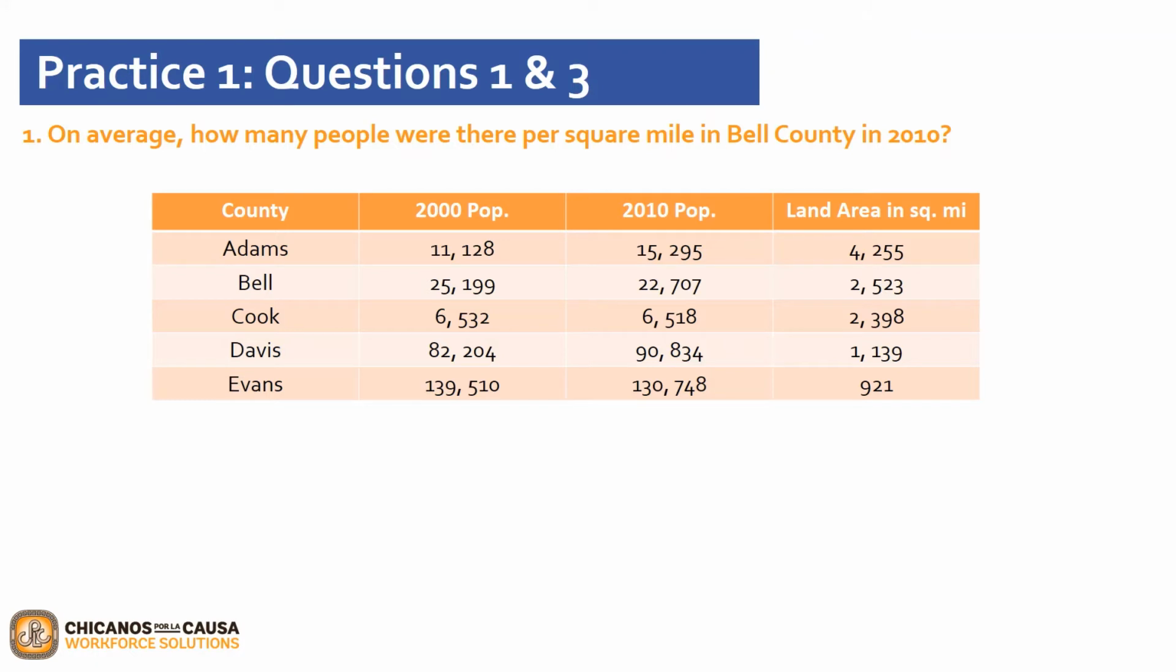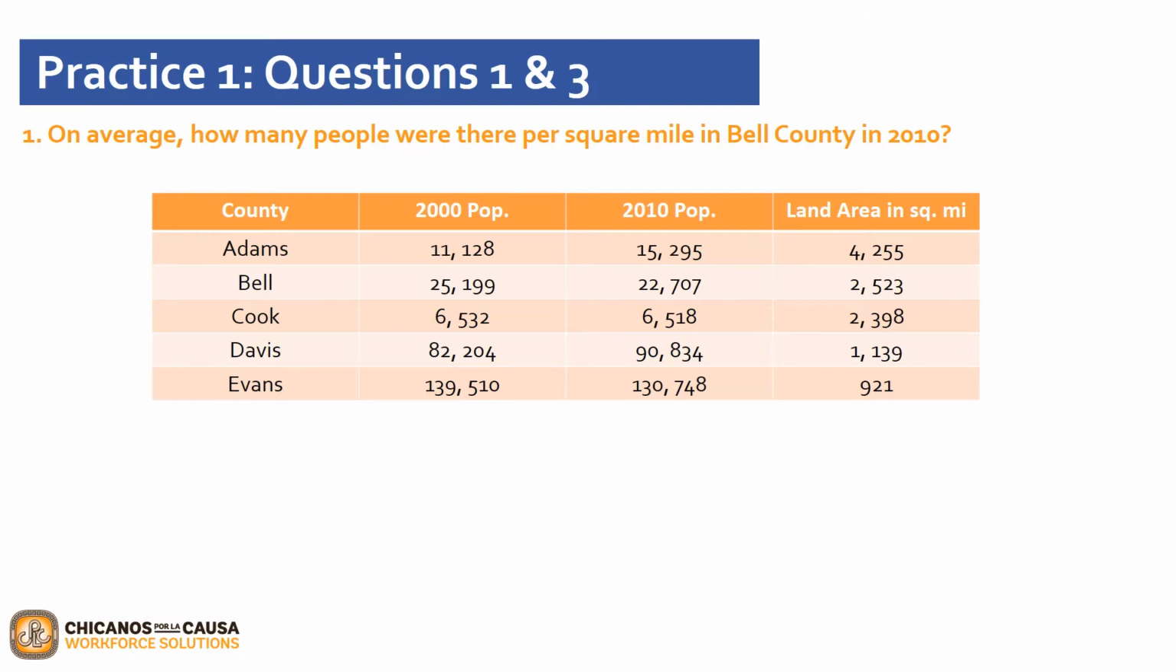Alrighty, practice 1, question 1. On average, how many people were there per square mile in Bell County in 2010? So you might recognize this table from our previous lesson at the very beginning, but this is asking us to find something a little bit different. It's basically saying how many of these people fit in each of these square miles. So this lets us know that we are going to be dividing in order to solve this problem. It's asking us in particular to look at Bell County in 2010.